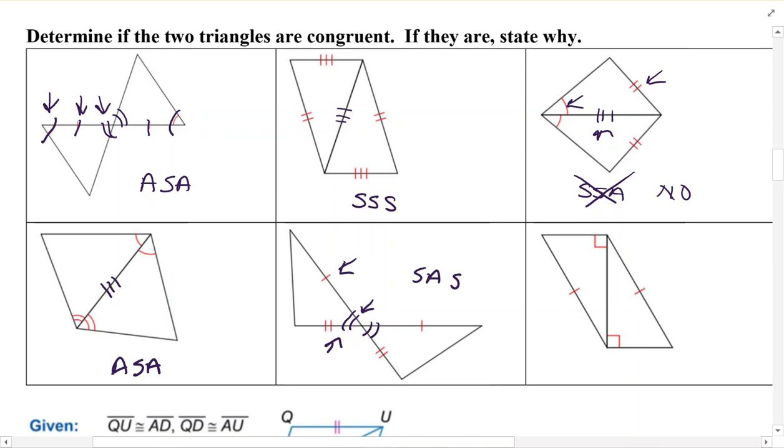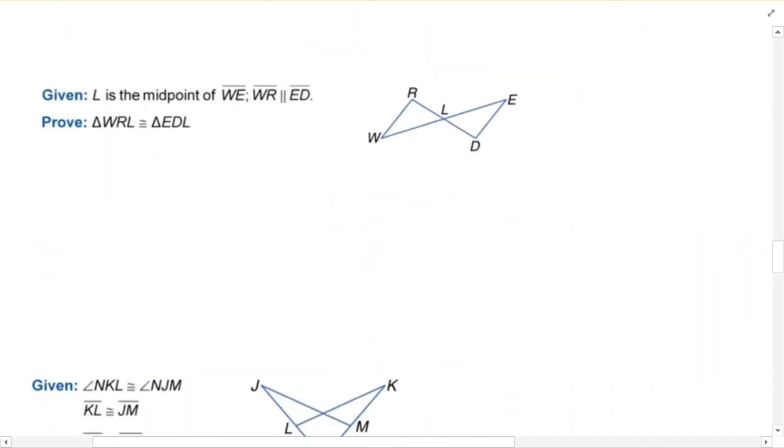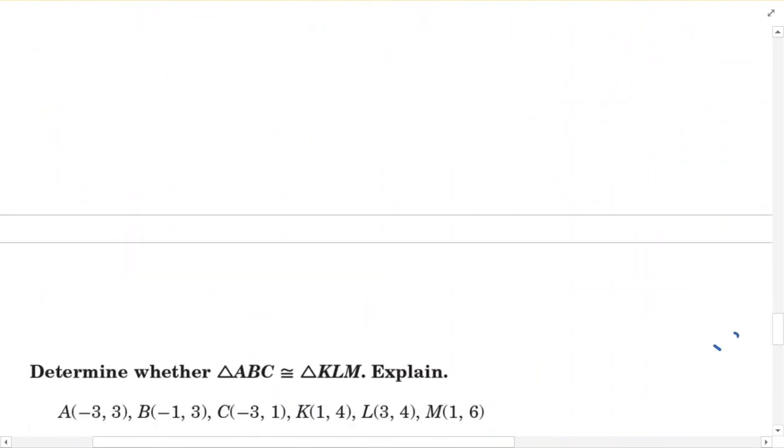And the next one we have a right triangle. We have the shared side congruent, so we have a leg and a hypotenuse congruent. So this would be hypotenuse, leg. We're going to skip the proofs for a while, and we're going to go down to the coursework.